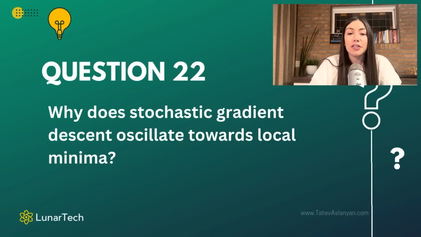The next question is, why does stochastic gradient descent, or the SGD, oscillate towards local minimum? So there are a few reasons why this oscillation happens. But first, let's discuss what oscillation is. Oscillation is the movement that we have when we're trying to find the global optimum. So whenever we are trying to optimize the algorithm by using an optimization method like GD, SGD, RMSProp, AdamW, we are trying to minimize the loss function.